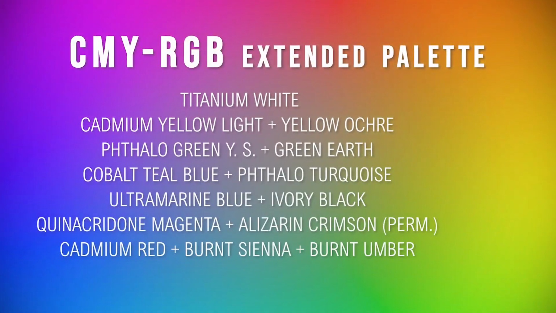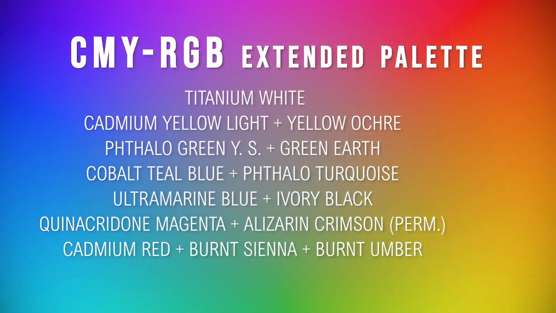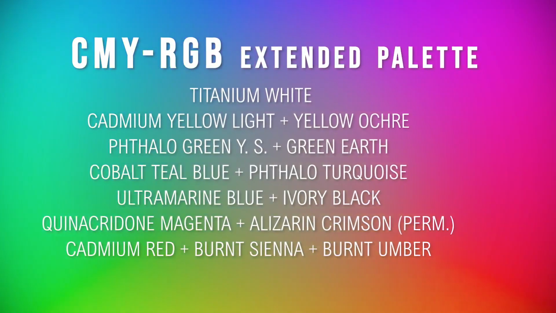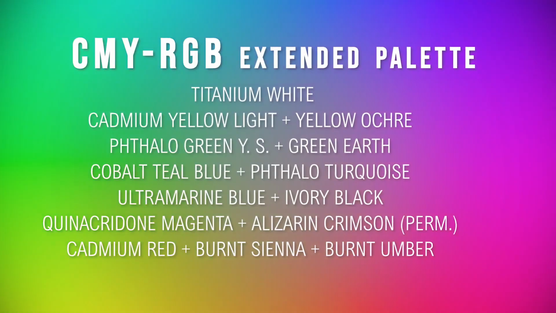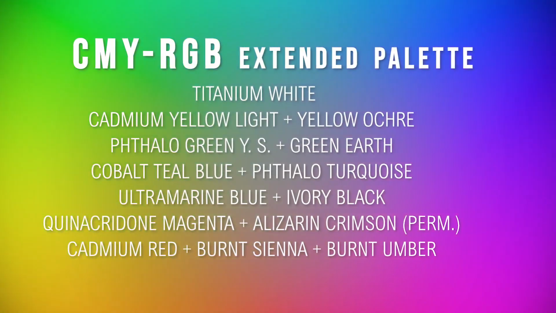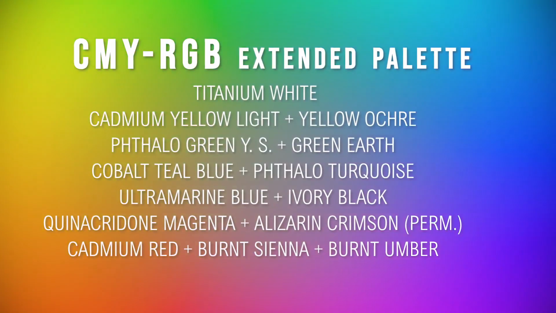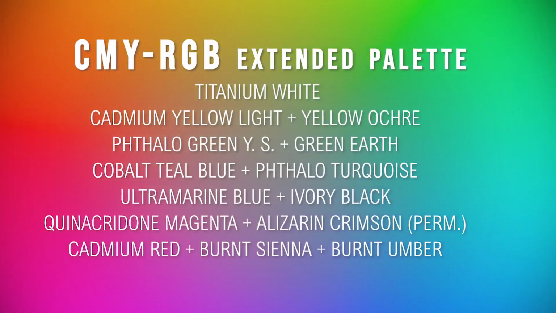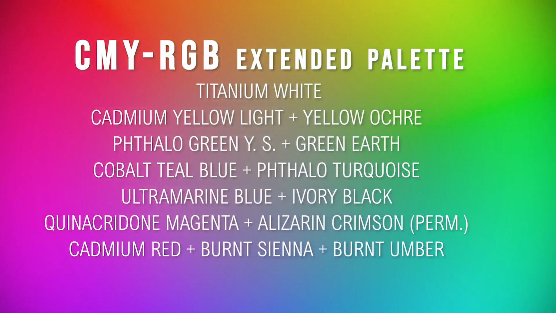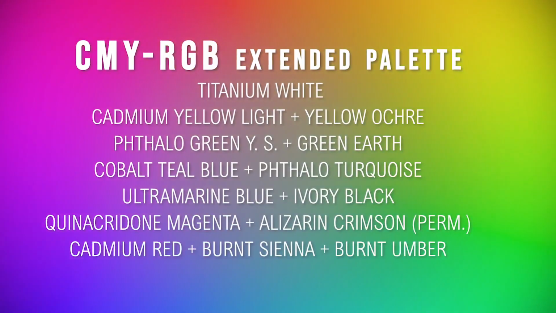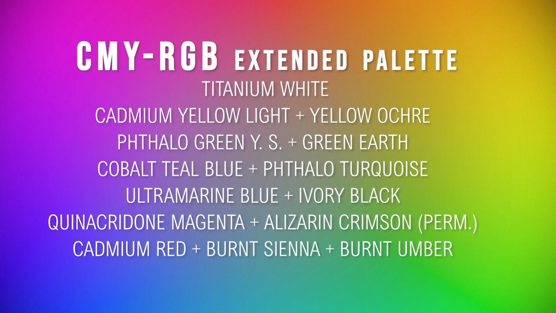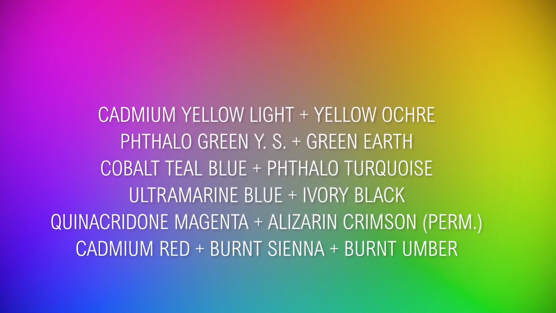And this is an all-around palette with extended primaries: titanium white, cadmium yellow light plus yellow ochre, phthalo green yellow shade plus green earth, cobalt teal blue plus phthalo turquoise, ultramarine blue plus ivory black, quinacridone magenta plus permanent alizarin crimson, and cadmium red plus burnt sienna plus burnt umber. In this palette, each of the main colors has two versions, one which is very chromatic and one which is a darker or deeper version.